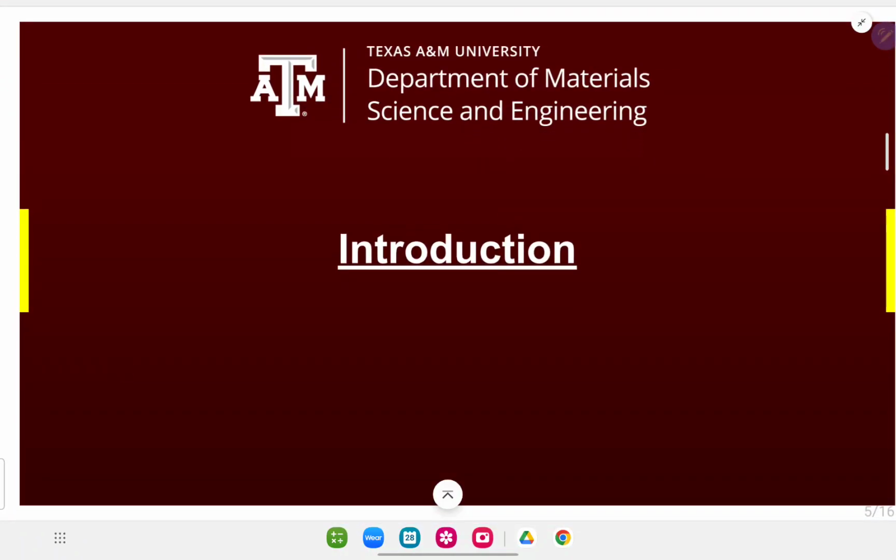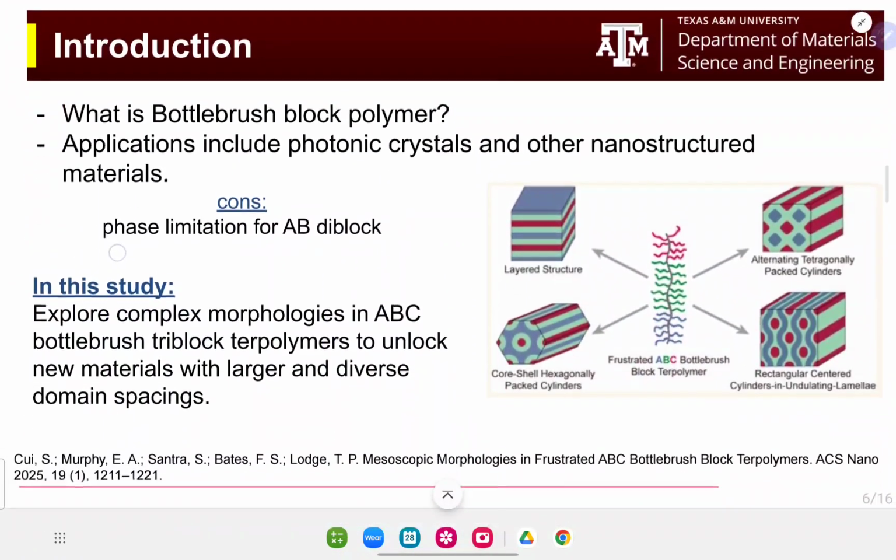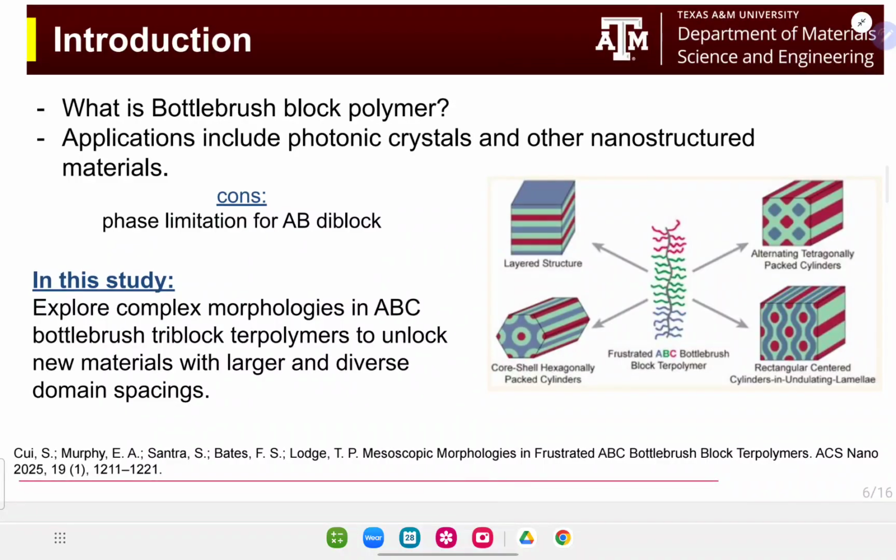Now, let's talk about the introduction. Let's begin by discussing what a bottlebrush block polymer is. A bottlebrush block polymer is a macromolecule characterized by densely grafted side chains along a backbone, which enables it to self-assemble into large tunable nanostructures. It merges the principle of block copolymer chemistry with a unique bottlebrush molecular architecture. While traditional AB diblock bottlebrush polymers generally form only simple lamellar or cylindrical phases, their structural diversity is limited.